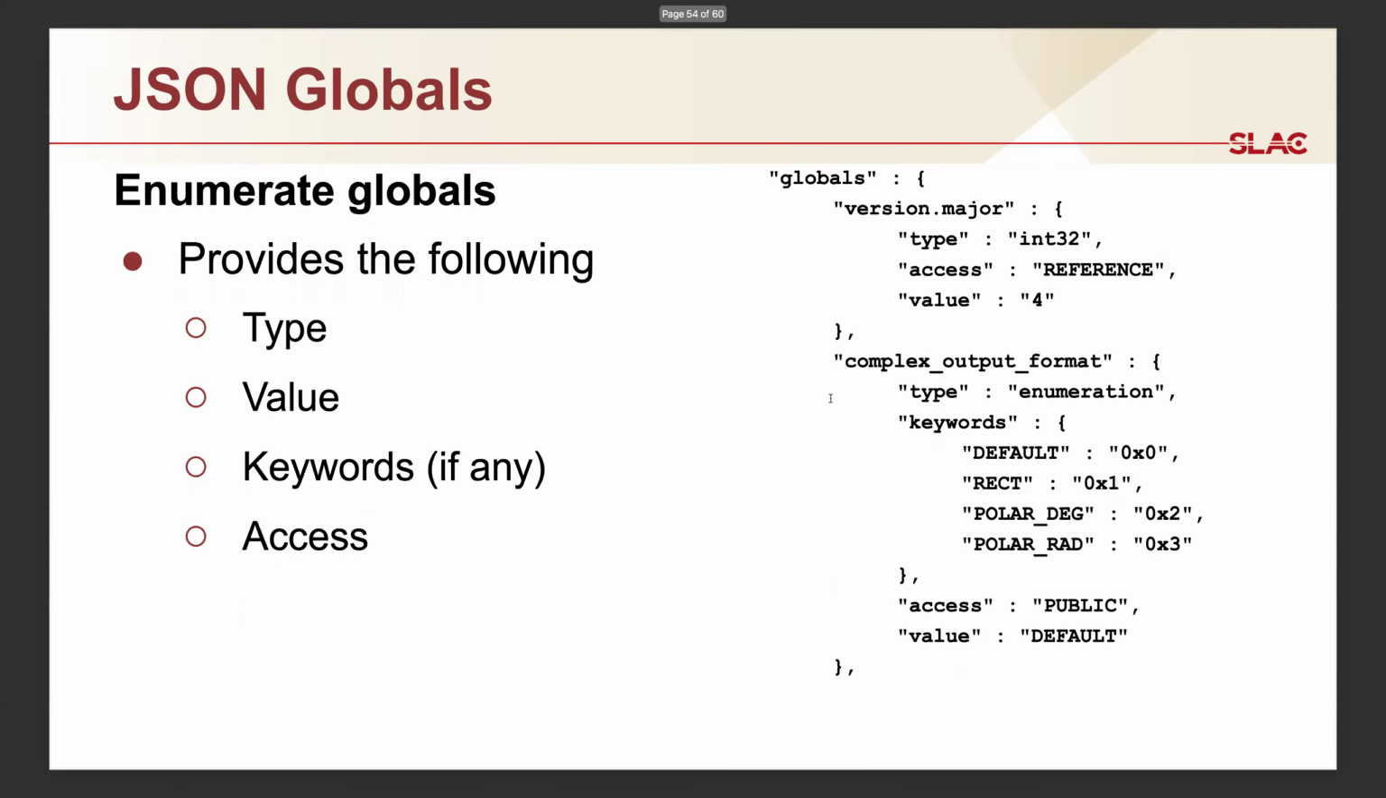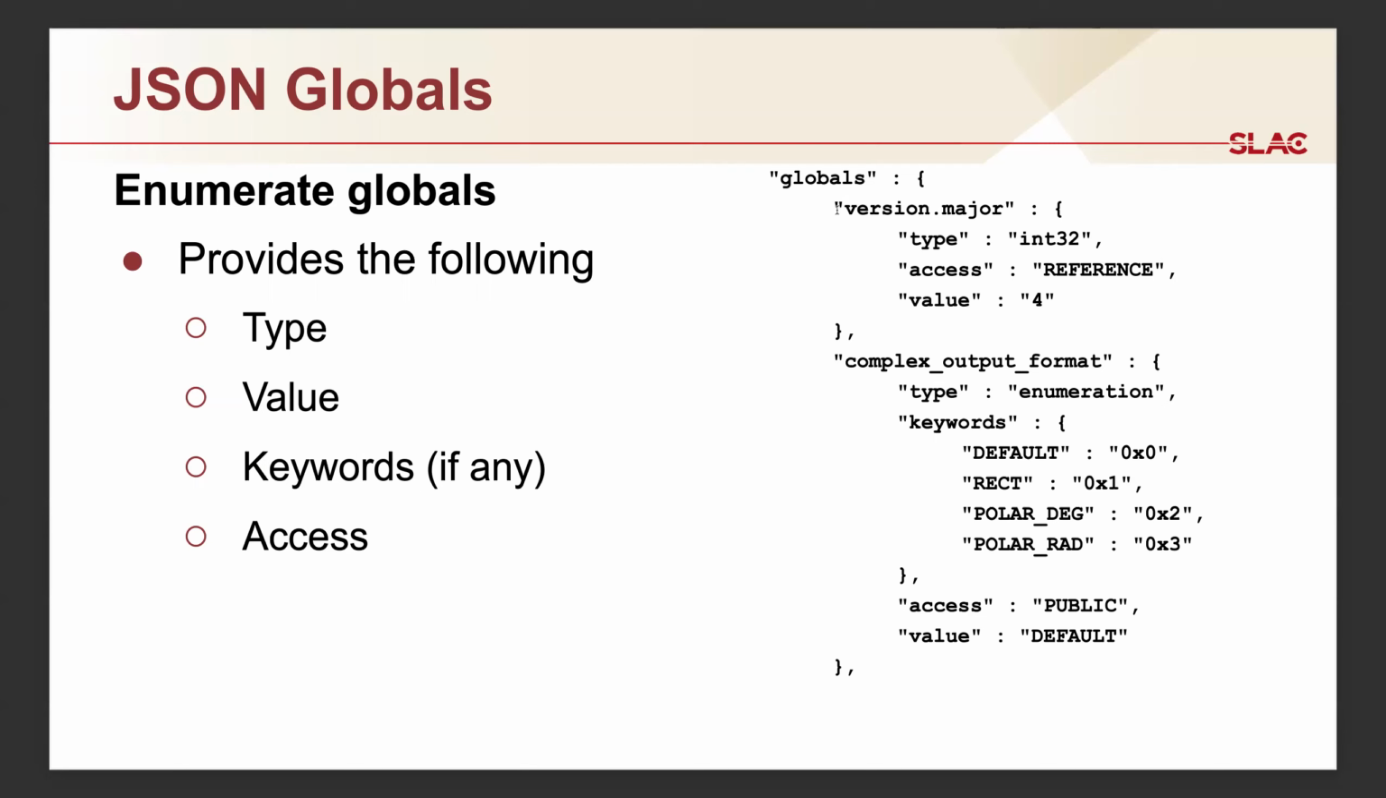All the globals are listed. It's a similar type of thing. Each global is provided, its type, how it's accessed, the current value of the global. If it has keywords associated with it, the values associated with each keyword are enumerated as well to allow an API to know what's permissible and what's not permissible. There are, I think, nearly 100 globals. There's a very long list of globals, and those are all available in the documentation.